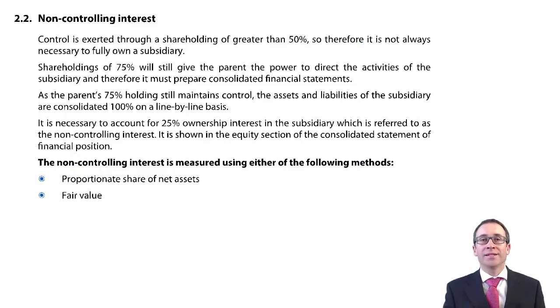So, having looked at the basics of consolidation in the previous sessions and looked at two really good examples whereby we had 100% ownership, we're now just going to move things on just a little bit to look at what's referred to as the non-controlling interest. And non-controlling interest is going to arise within a question. It's not going to be that we have a full 100% ownership.